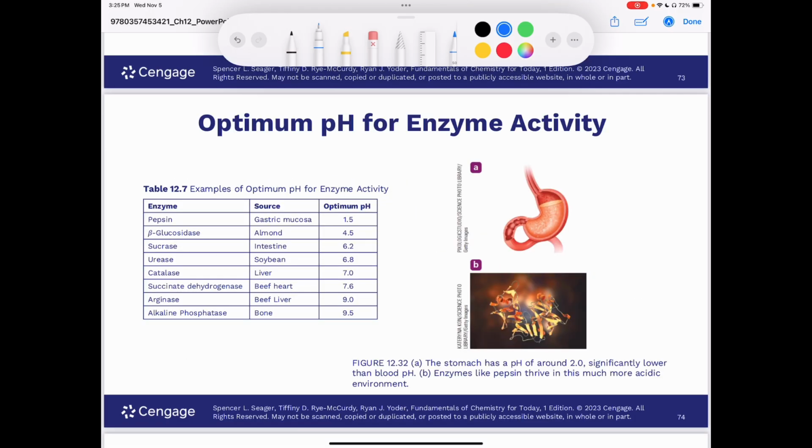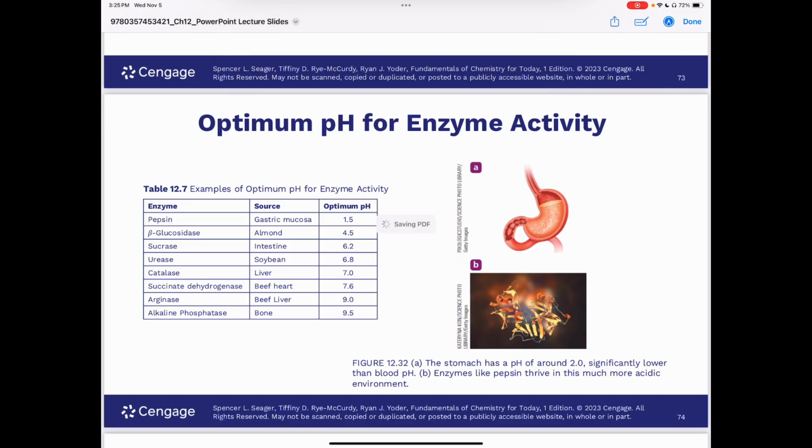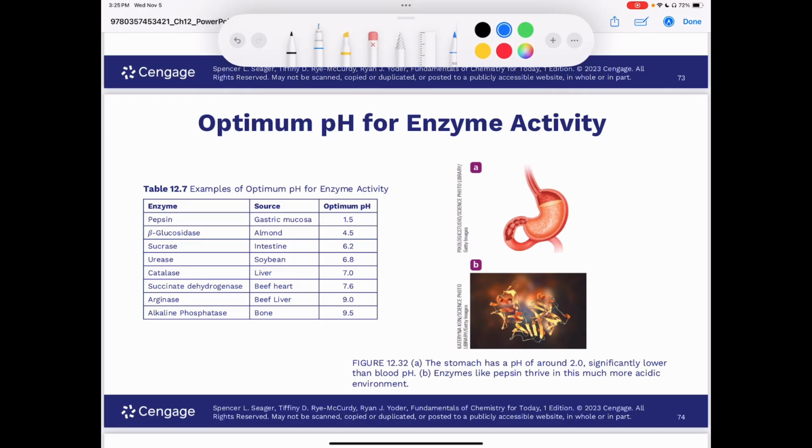Now, there are many enzymes that have an optimum pH near 7, so essentially neutral. The pH of most biological fluids is 7. However, the optimum pH for a few is considerably higher or lower than 7. For example, pepsin is a digestive enzyme in the stomach and shows a maximum activity at a pH at around 1.5, right? Because we know the stomach is highly acidic.